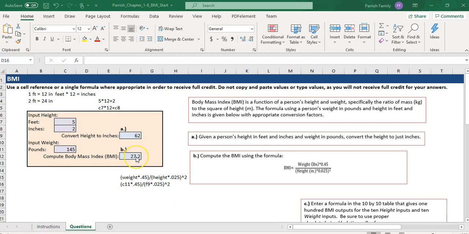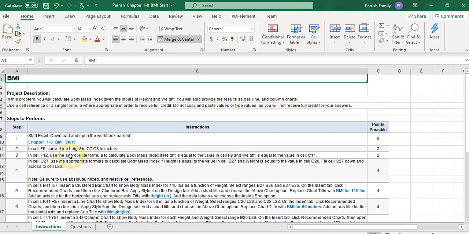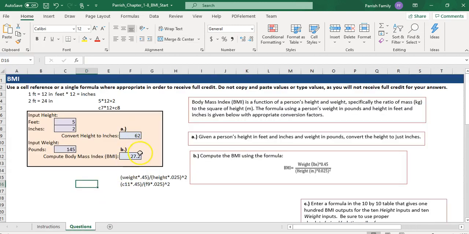All right, so this is our body mass index for this person. Let's check our directions. They say in cell F12, use the appropriate formula to calculate the body mass index, and type that formula in cell C11. It doesn't tell us anything about formatting, so we're good. We don't have to worry about numbers or decimals or anything like that. So 27.2 looks good.